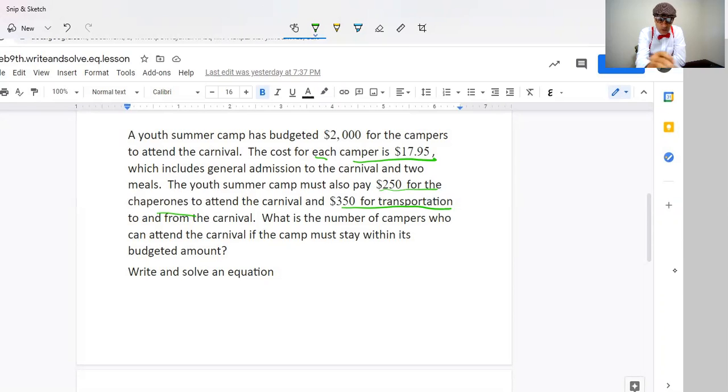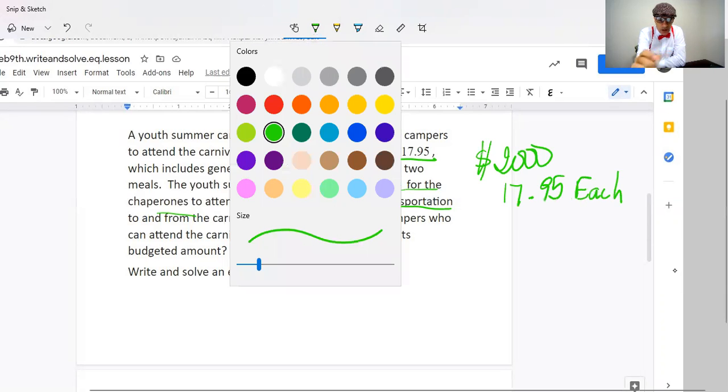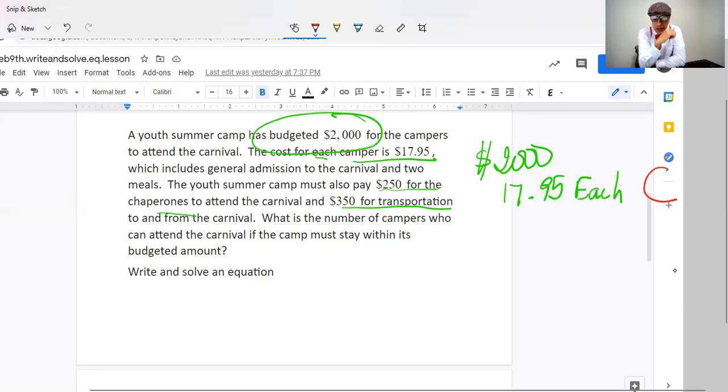Okay, so let's look at the information we're given. The total amount of money they have is $2,000. That's how much money they got. It costs $17.95 each camper. Let's use C for camper, the first letter of the word camper, as the variable. So each camper pays $17.95.